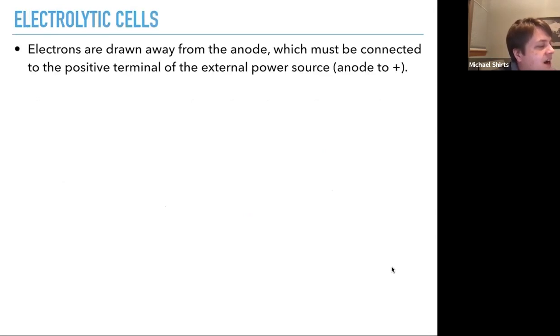In electrolytic cells, again, the electrons are drawn away from the anode by applying a voltage, which must be connected to the positive terminal of an external power source. So the anode is connected to the positive electrode of the power source. So electrons flow down to the positive source. So you've got an anode, and the way you get the anode is oxidation. You get free electrons there, so those electrons flow down to the power source. That's how you know in an electrolytic cell the anode is connected to the positive terminal, because electrons have to flow down to the positive terminal.